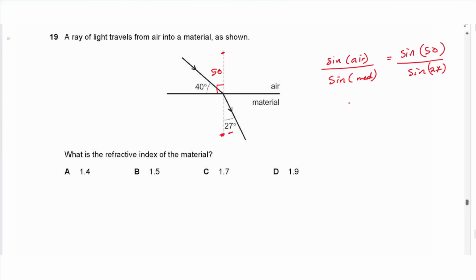By calculating this, it's almost 1.68, which is approximately 1.7. So the answer is C.